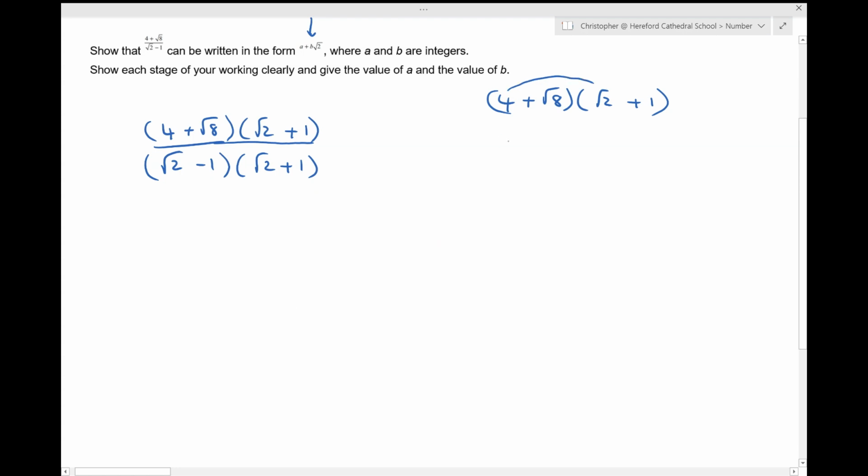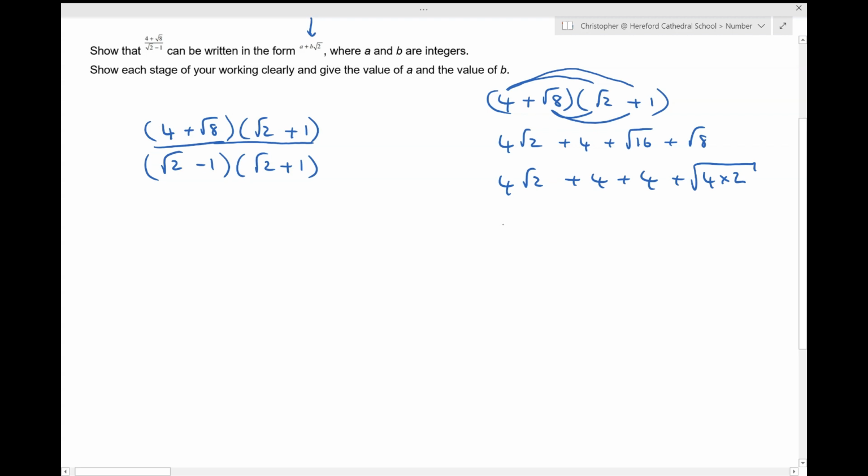4 times root 2 is 4 root 2. 4 times 1 is 4. Root 8 times root 2 is root 16. And root 8 times 1 is the square root of 8. Good. So I've got 4 root 2 plus 4 plus 4 plus root 8. Now I'm going to change this root 8. Think about it as root 4 times 2, because then I can write 4 root 2 plus 4 plus 4 plus 2 root 2. Now, look at that. I've got 6 root 2s plus 8.